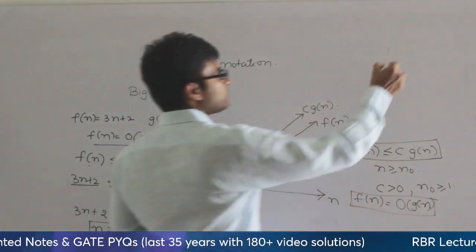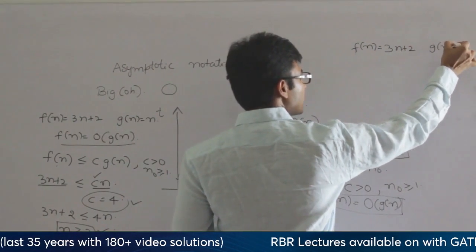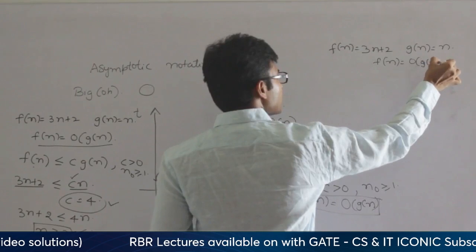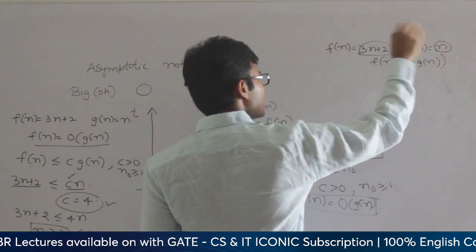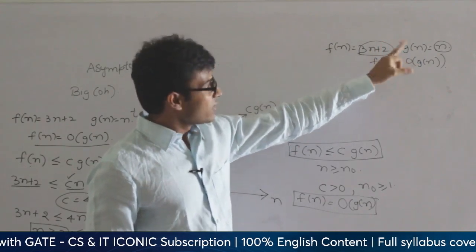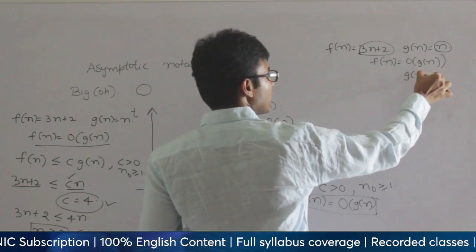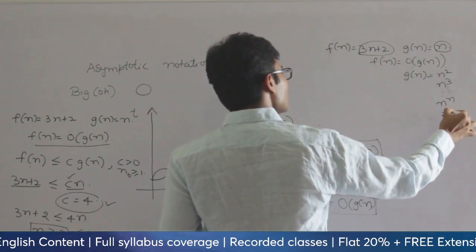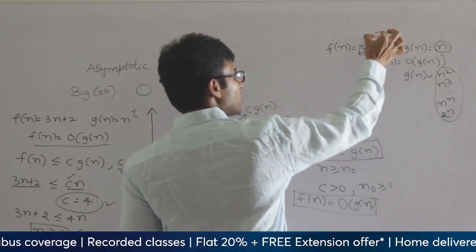Now we found that if f of n equal to 3n plus 2 and g of n equal to n, then f of n is big O of g of n, which means this 3n plus 2 can be bounded by a constant multiplied by n. So if n is bounding this function, definitely n square will bound it too. For g of n equal to n square or n cube or n power n or 2 power n, all these functions are going to bound 3n plus 2.